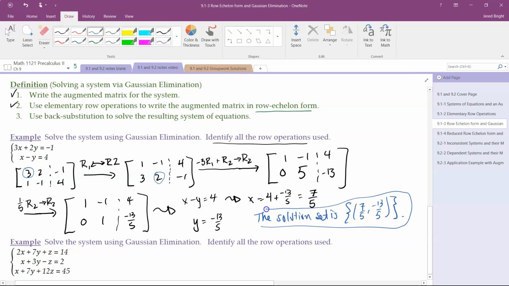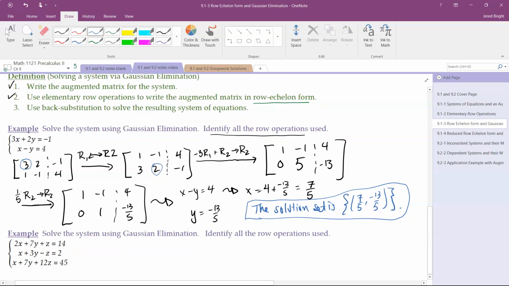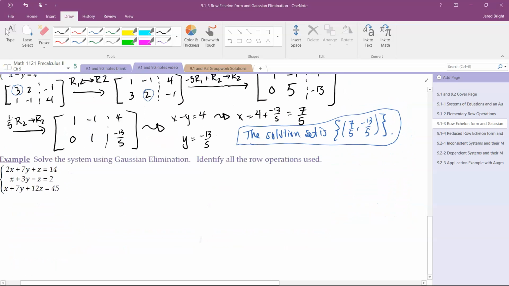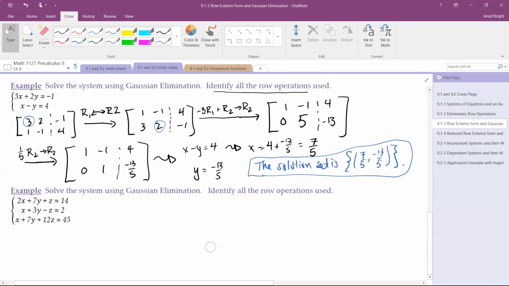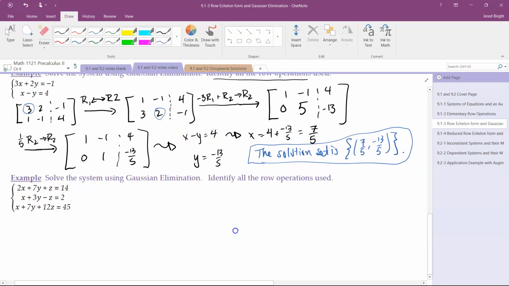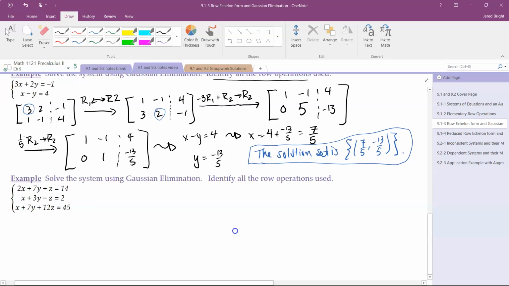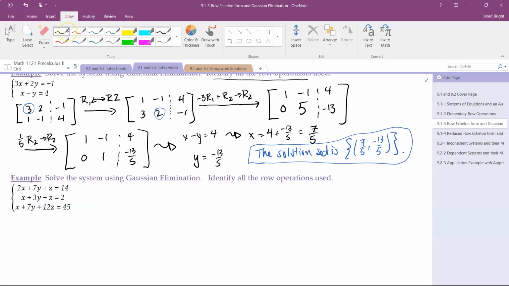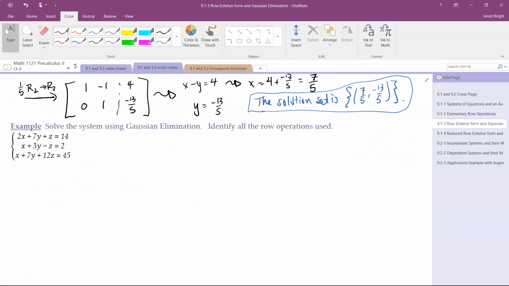Well, technically I should check my answer, but we're going to go forward because I already checked it. All right, next one. I'm going to repeat this process, but you can imagine here, the first one I got through by using three elementary row operations. Here, I'm probably going to have to do some more because I have 3 equations. But first, let's begin with writing this as an augmented matrix.